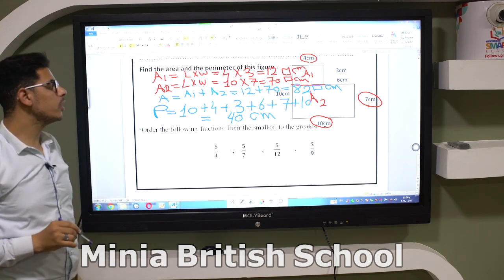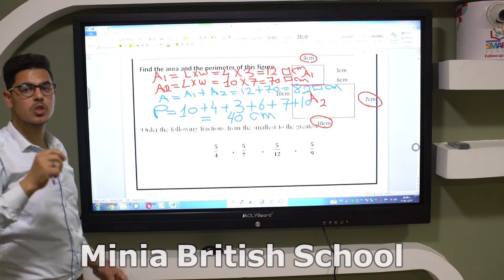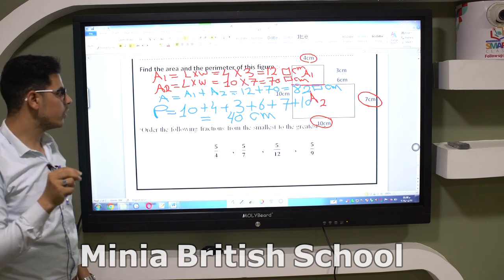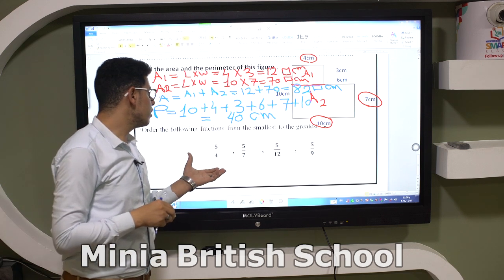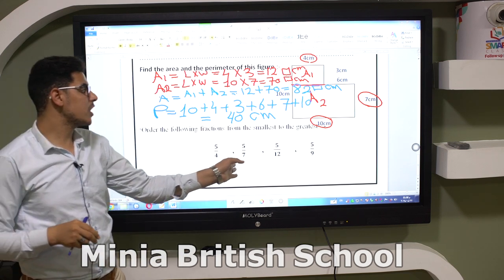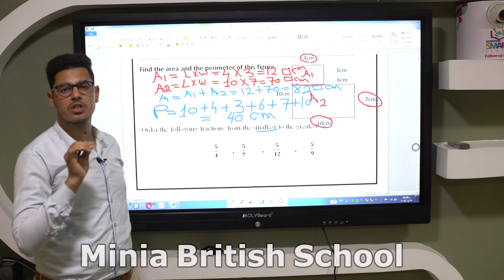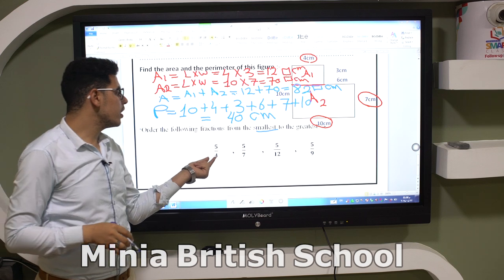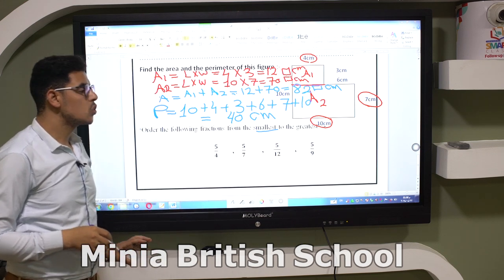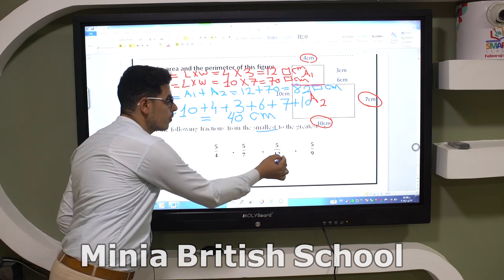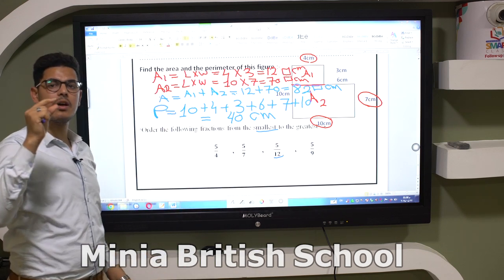Order the following fractions from the smallest to the greatest, or in ascending order. Here, how can I order the fractions from the smallest? Please read the questions carefully. Here they have the same numerator, so I will choose the greatest denominator. It will be the least fraction.